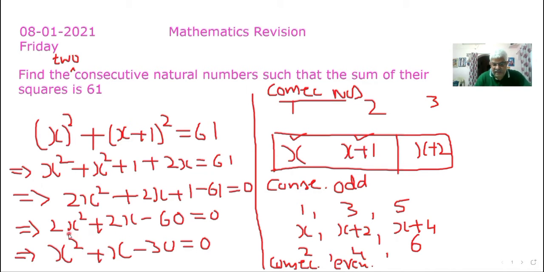Observe the three terms carefully. They have a common factor of 2, so I divide each term by 2. Divide by 2: 2x square by 2 gives x square, 2x by 2 is x, and 60 by 2 gives 30.